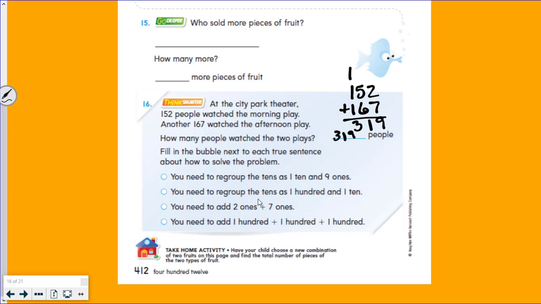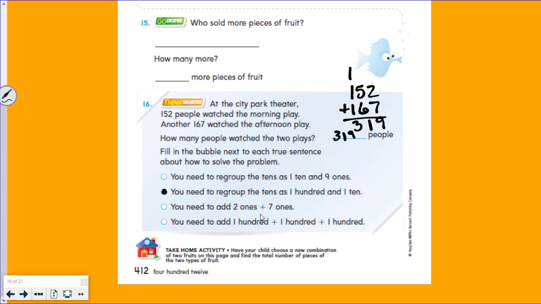Now, down here it says fill in the bubble next to the true sentence about how to solve the problem. So what steps did we do to solve this problem? Okay, you need to regroup the tens as 1 ten and 9 ones. Did we do that? No, we didn't. Okay, so we're going to leave that blank. You need to regroup the tens as 100 and 1 ten. Yes, we did do that. I remember doing that, right?